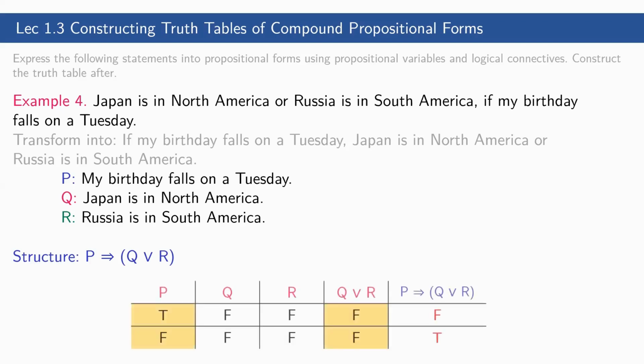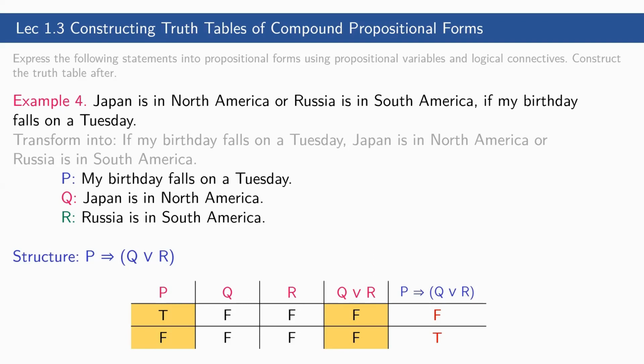For P, that will be true or false because when we say my birthday falls on a Tuesday, for example, you don't know me, so that will be arbitrary. There will be two possible scenarios, whether it's true or false. And then for the Q, Japan is in North America, that is false. And then for R, that is also false because Russia is not in South America. Next, the required will be Q or R. Since both Q and R are false, Q or R will be false as well.